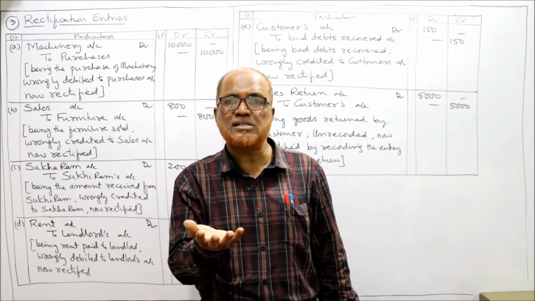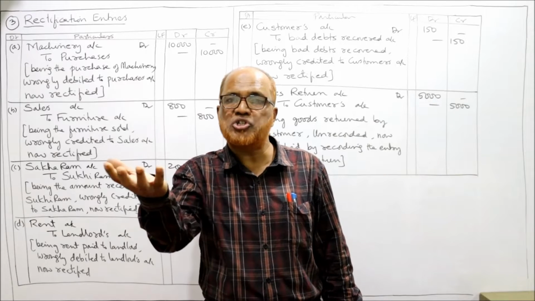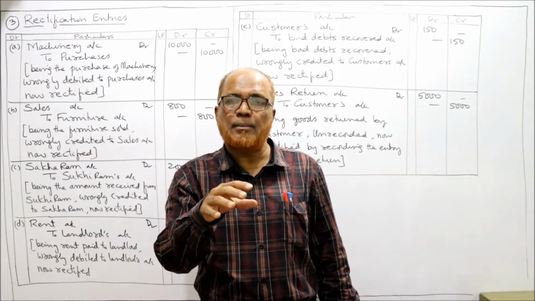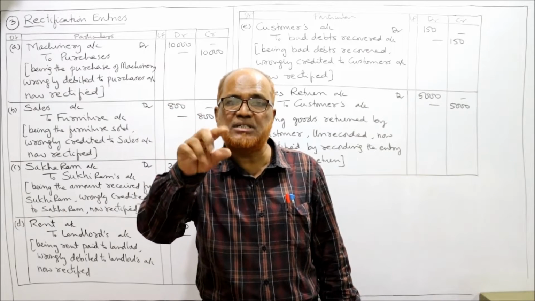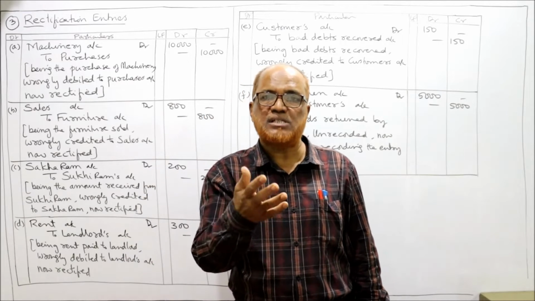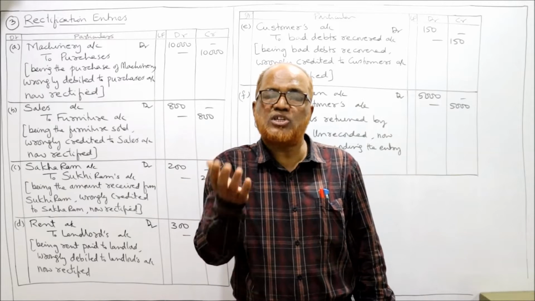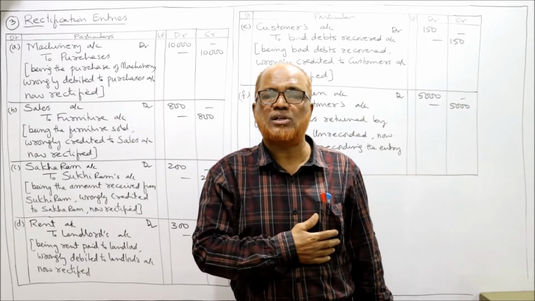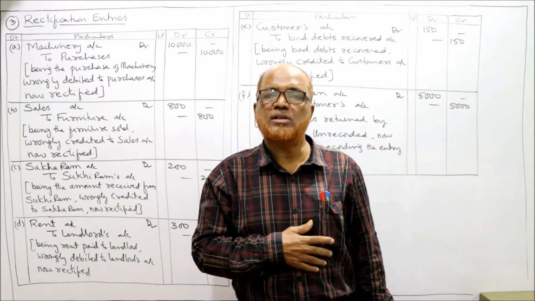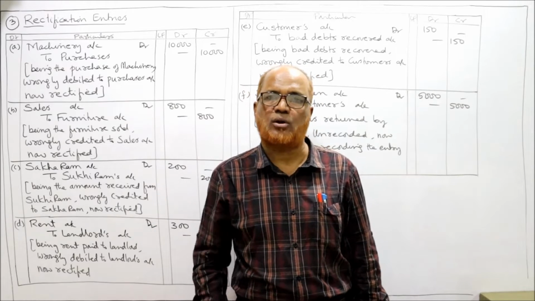We should not debit purchases account. We debit the purchases account when we purchase goods; machinery is not goods, it's an asset. So by mistake, purchases account was debited. Now we have to credit the purchases account, because by mistake we have debited it. Which account should be debited? Machinery account should be debited. It's a two-sided error, because the error is there in machinery account as well as in purchases account.